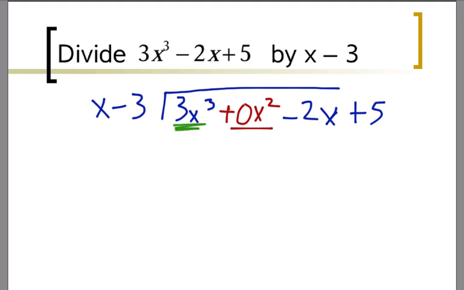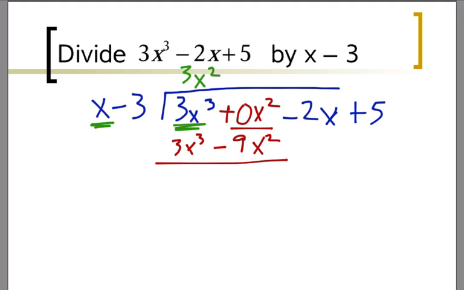And we do that looking at our 3x to the third and our x. So I ask myself, what do I multiply x by to get 3x to the third? And the answer is 3x squared. So now I take my 3x squared and I distribute it to the x and to the negative 3. When I multiply it by the x, it gives me 3x to the third. When I multiply it by the negative 3, it should give me negative 9x squared.